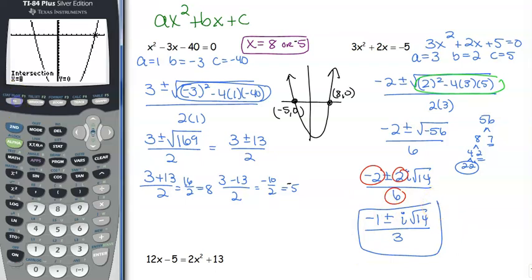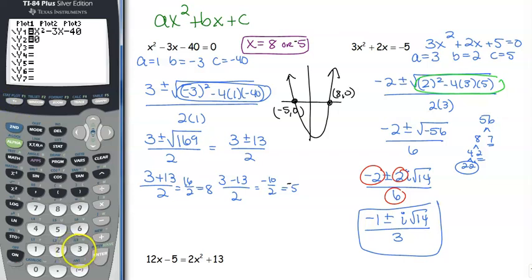We go to our graph. We plug in 3x squared plus 2x plus 5. Go back to our standard window, zoom 6.